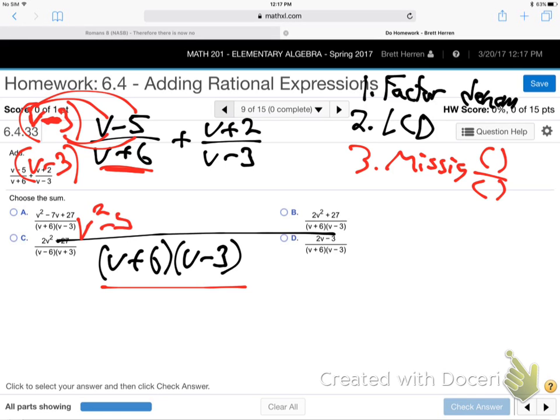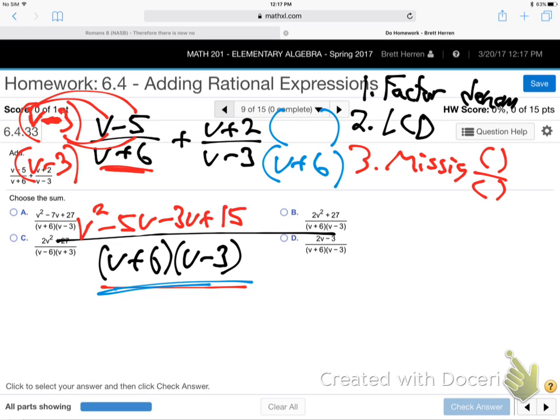So we get V squared minus 5V and minus 3V plus 15. Good so far? Good for that one? Now do the second fraction. Give him what he's missing, top and bottom. So what's the second one missing? Compared to the common, he's missing V plus 6.